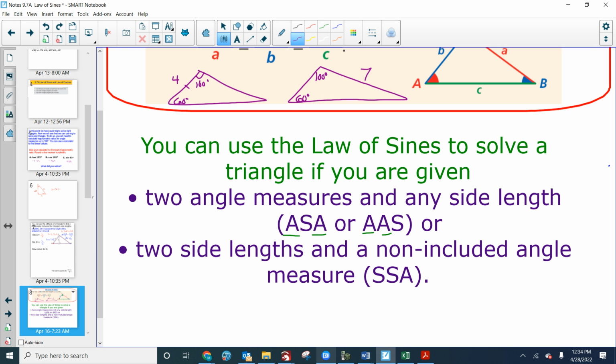What's wrong? I thought SSA exists. I haven't done SSA yet. I'm talking about ASA and AAS. That's what I'm talking about right now. Do you all understand? How do we identify ASA? I'll get to your bad word in a minute. The side has to be in the middle of the two angles. Yes, for ASA, the S has to be between the A's. Awesome.